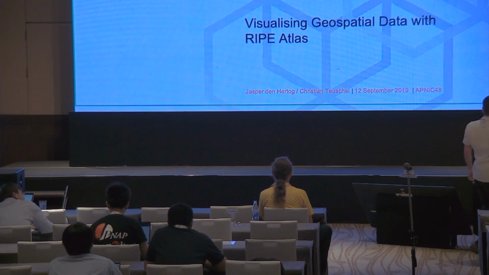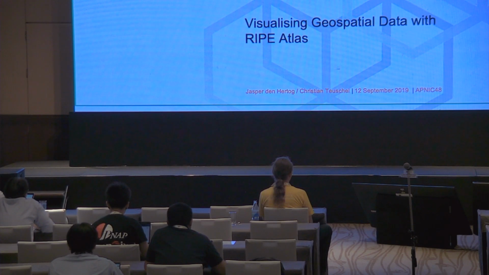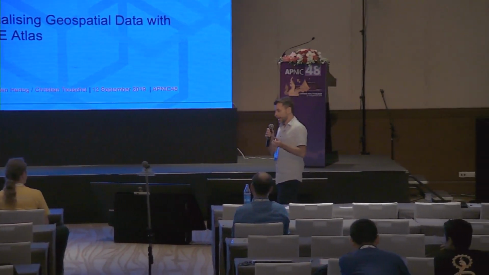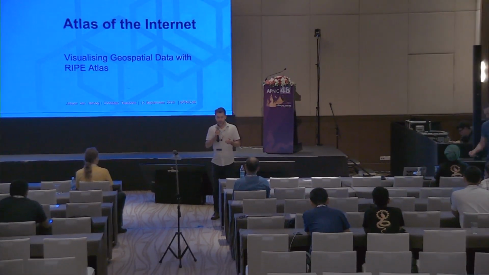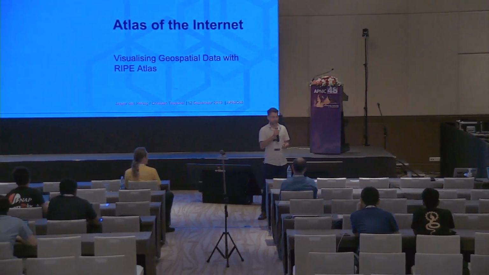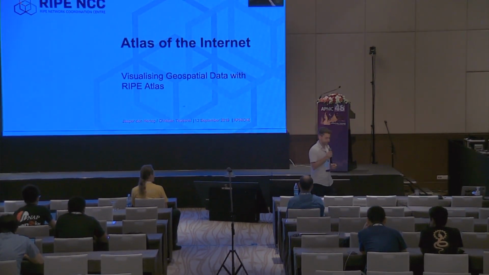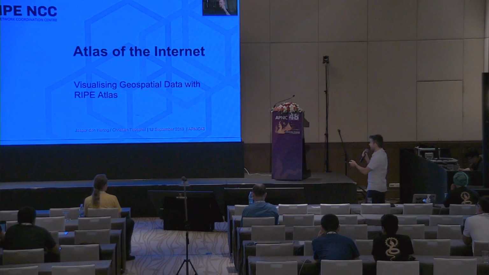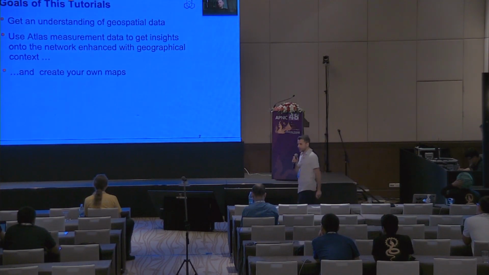The topic is Atlas of the Internet, and that has basically two connotations. First of all, RIPE Atlas. You know about that. We will also explain a bit about RIPE Atlas in the beginning. And the other part is Atlas in the sense of a map of the world, because we are dealing with maps. And that brings me to the goal and purpose of this presentation.